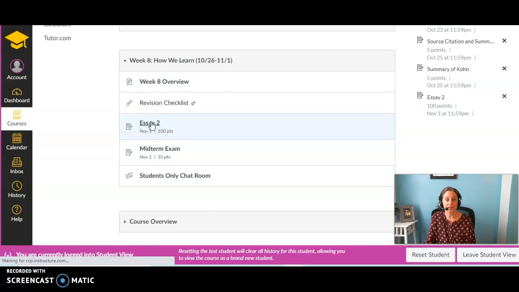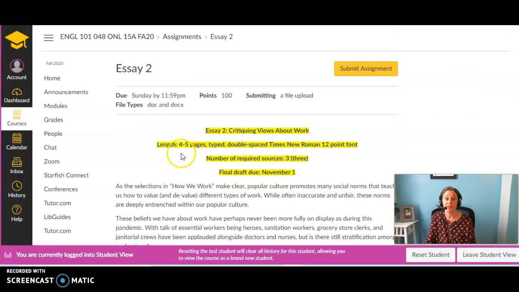And again, this essay is pretty lengthy. It is the second essay in a 102 class. There's only one more essay after this and then a final exam. And so we're looking for 4 to 5 pages, typed, double-spaced, 12-point Times New Roman font. So please stick to those guidelines. Even if you're using Google Docs, it has Times New Roman, and you can double space and things like that.